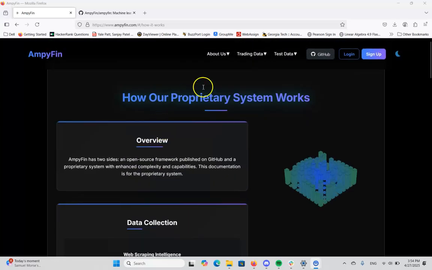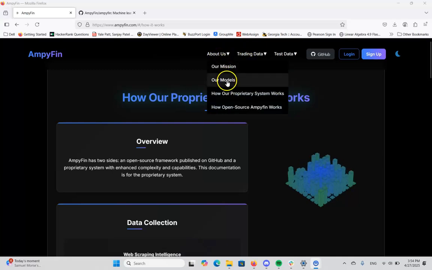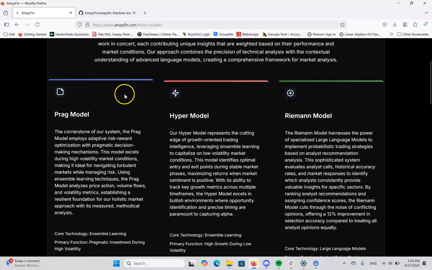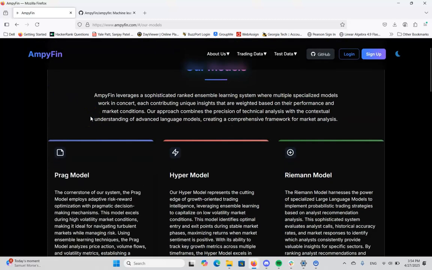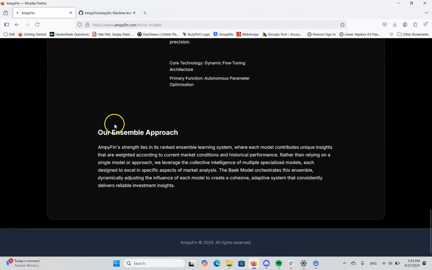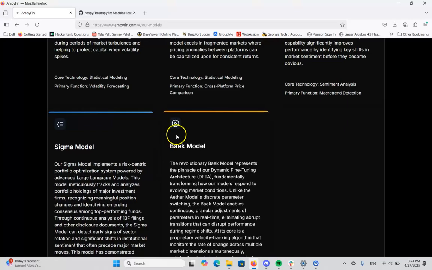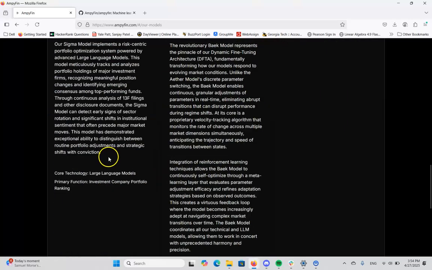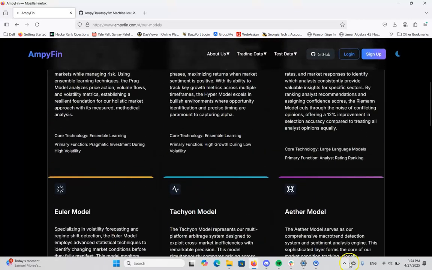So yeah, let's get started on discussing a little bit more specific about our models. So I guess we'll go first on the Prague and Hyper model. Actually, I'll go over the overall ensemble approach. Amphifin's strength lies in a ranked ensemble learning system, but it's actually a double-layered ensemble learning system. So we have 8 models. Excluding the big model, actually we have 7 models.